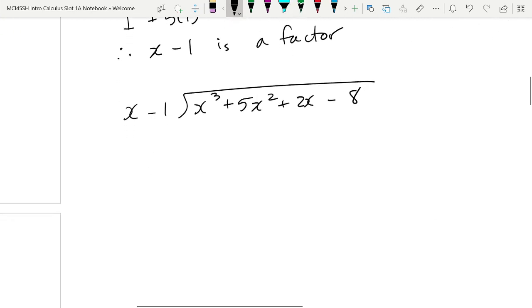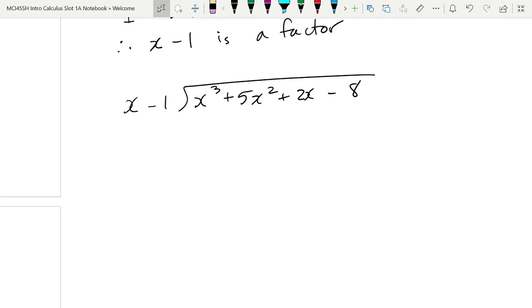So let's run through it one more time. What do you times x by to get x cubed? X squared.